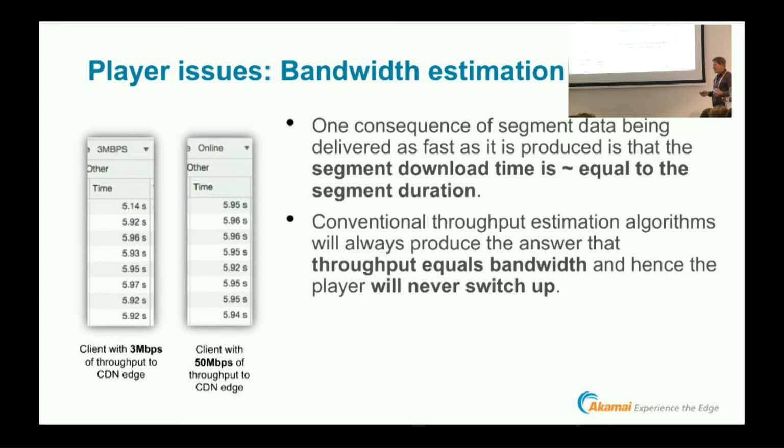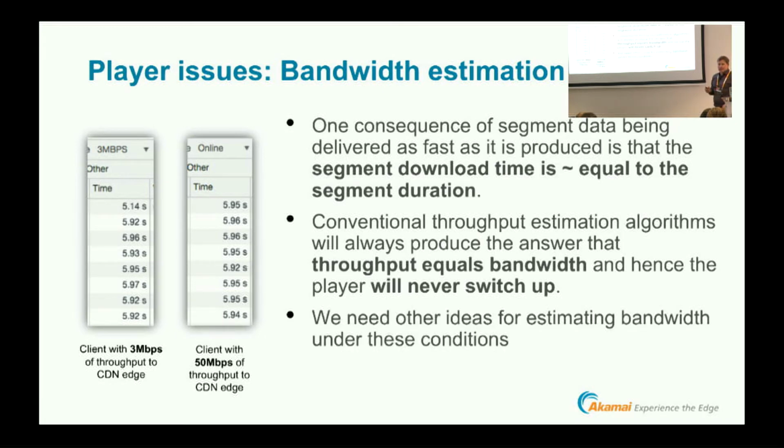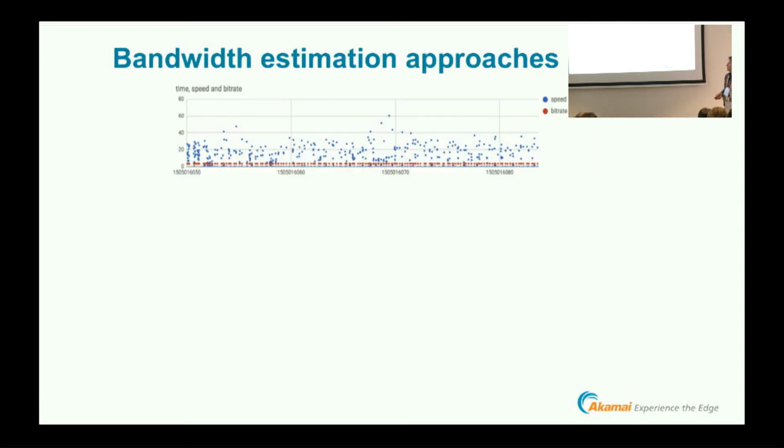And if you apply that same logic to chunked encoder transport, you'll get the answer that the throughput is always equal to the bandwidth of the video that you're playing. And therefore, your player will never switch up. So we need some other schemes to estimate bandwidth. So here's 3 of them.